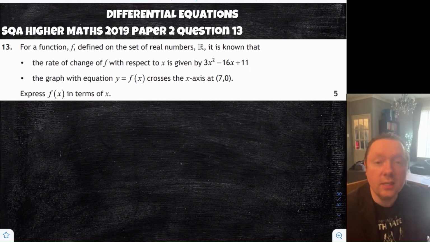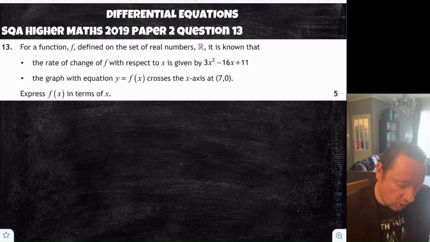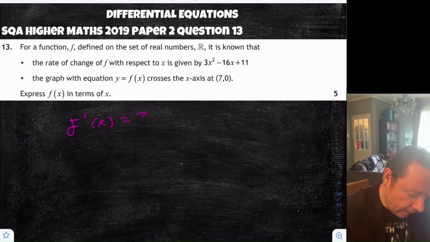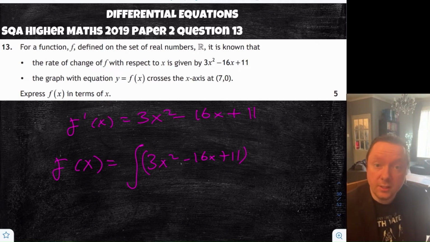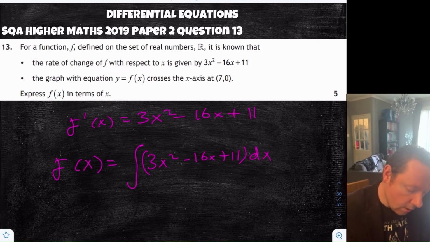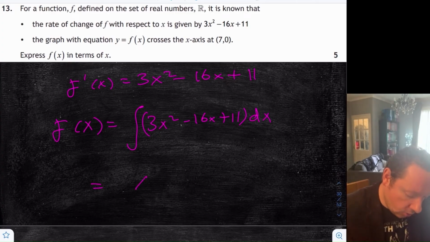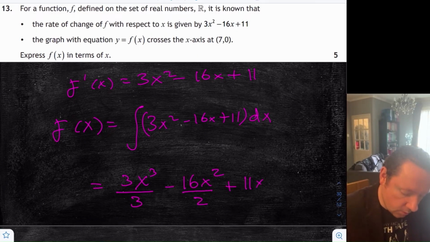This question, I suppose, is asking you: do you know what rate of change is? Well, rate of change means differentiation. So we know that f dash x equals 3x squared minus 16x plus 11. So that means that f of x is the integral of this, and we'll get to the second bit of information to get c in a minute. So integrating that, we get x cubed times 3 over 3 minus 16x squared over 2 plus 11x plus c.